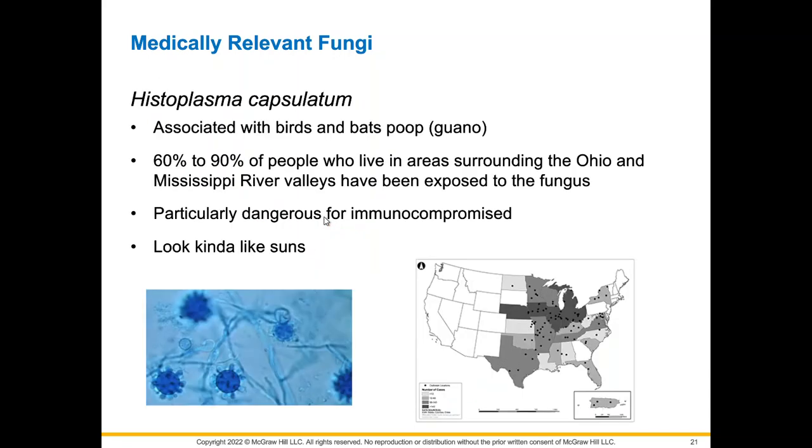Next, Histoplasma capsulatum. So this is associated with bird and bat poop. 60 to 90% of people who live in the areas surrounding the Ohio and Mississippi rivers have been exposed. And this is one of those that's really dangerous for the immunocompromised population. So what we're looking at here in this picture is the prevalence of the infection of Histoplasma capsulatum by area in the United States. And here we look at this picture, which is showing you what it looks like underneath the microscope that you would use in a clinical setting. And to me, they kind of look like suns. So that's how I remembered that back in the day.